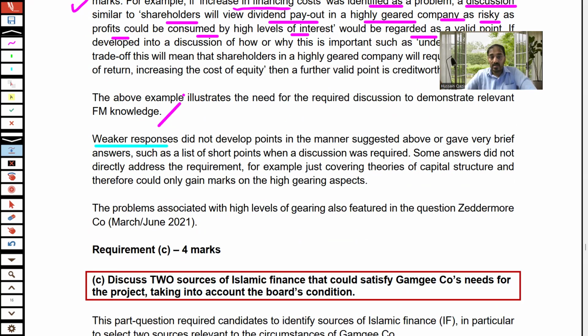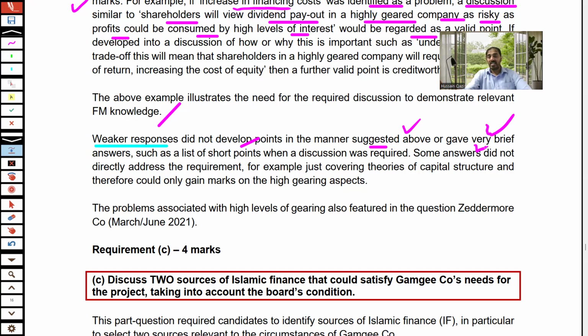Weaker responses did not develop points in the manner suggested above or gave a brief answer, such as a list of short points when a discussion was required. So the first point is: avoid answering the question with bullet points. Identify the problems, make a heading and write a paragraph.